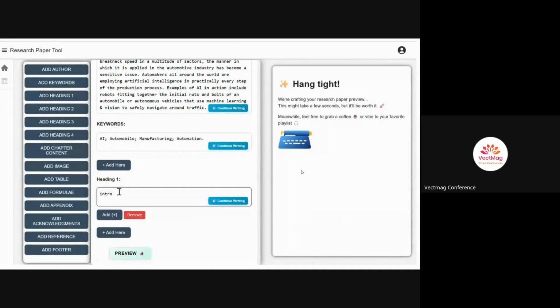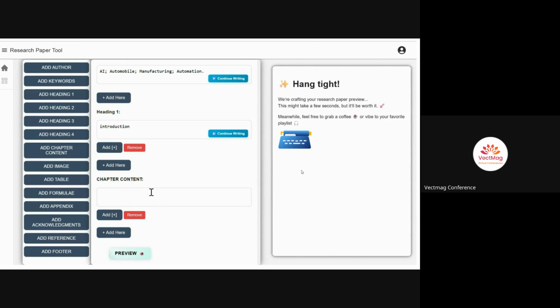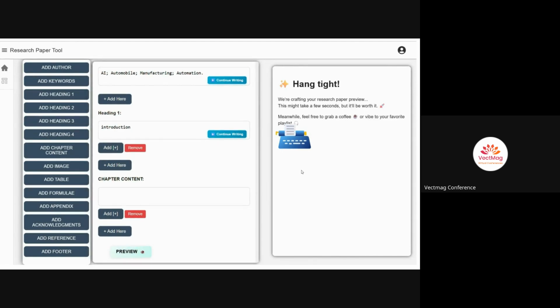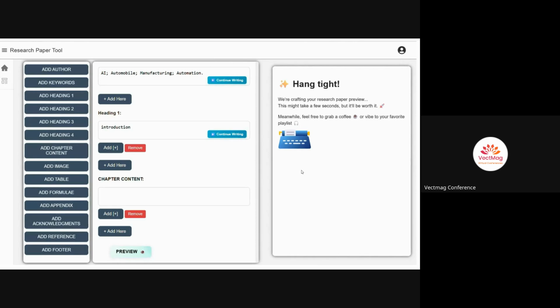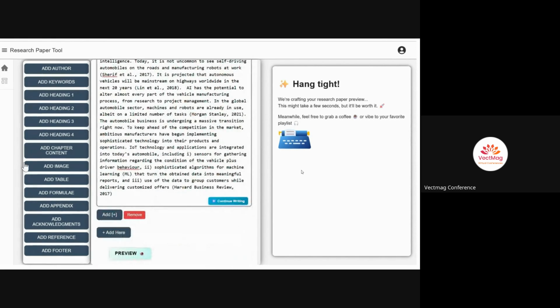Begin by clicking the Heading 1 button in the button container. This will add a new heading field in the form. Here, type the name of your first major section or chapter. Next, click on the Chapter Content button. A text area will appear right below the heading. Use this space to write the detailed content related to your heading.